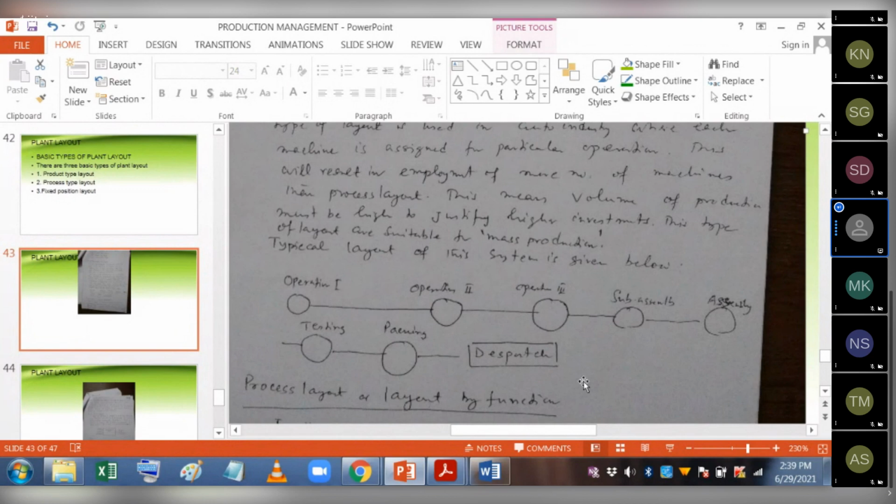When you close your eyes, you can see an automobile plant in front of you, or for that matter, a shoe factory. I don't think many people know that a shoe factory runs like this. It's a full-fledged mass production unit with that high level of production.